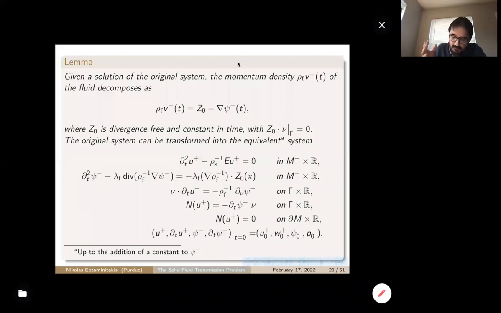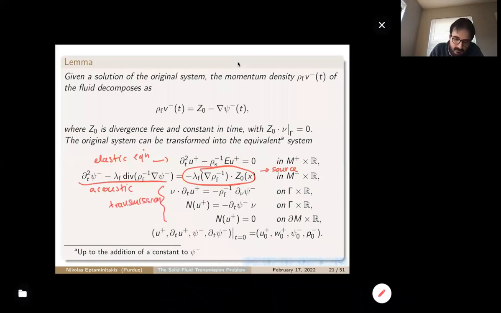But you can turn the original system into an essentially equivalent system, which has the elastic equation here in the solid. And in the fluid, we have an acoustic equation with a source. And we have some natural transmission conditions. And we have certain initial data. It's a Cauchy data.